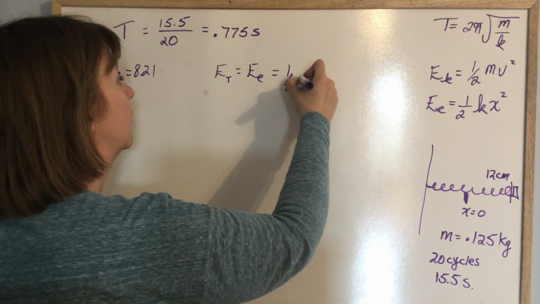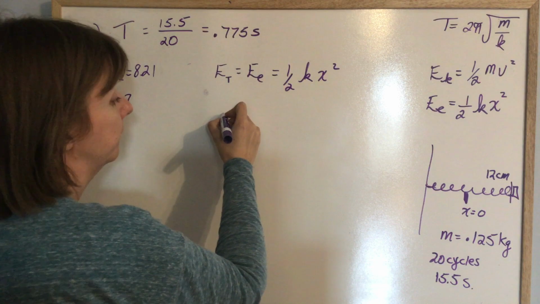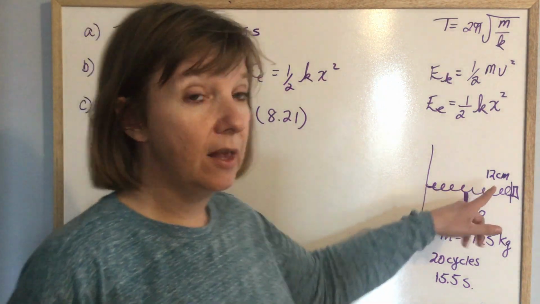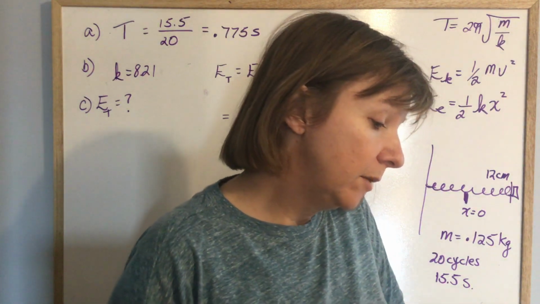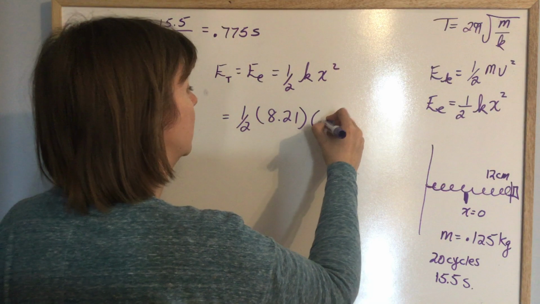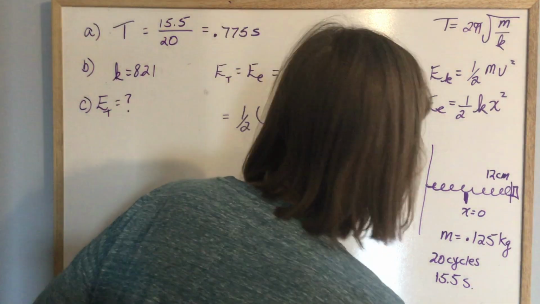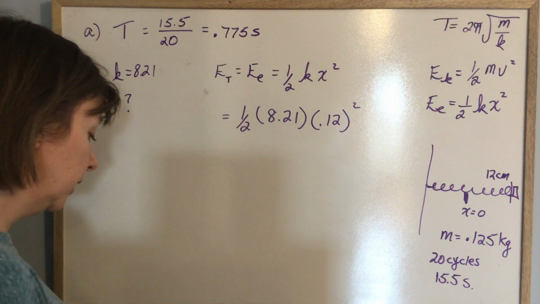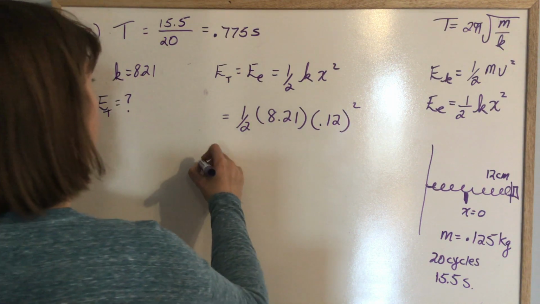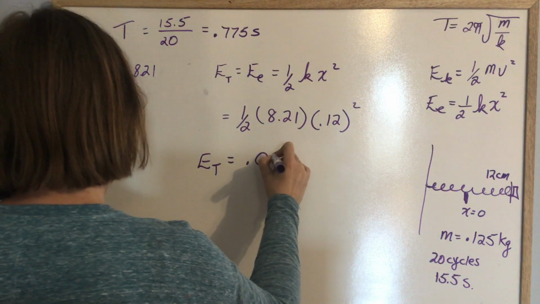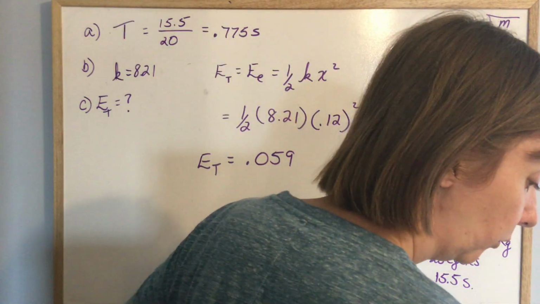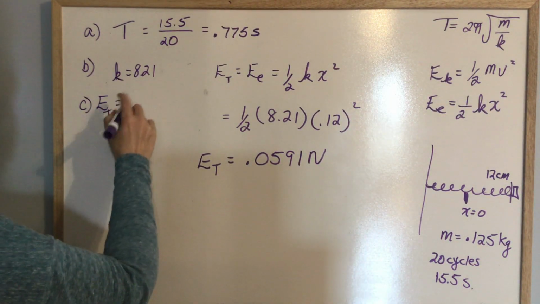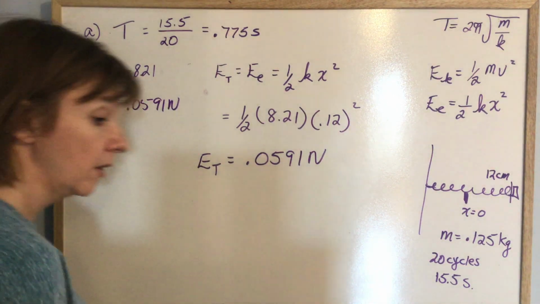And elastic potential energy is 1/2 K times x squared. Okay, 1/2, I figured out K, that's 8.21, times x squared. Well, they said I'm going to stretch it out 12 centimeters. 12 centimeters would be 0.12 meters squared. So if I work that out, 0.12 squared times 8.21 times 0.5, I get that my total energy is 0.0591 newtons. Okay, so my total energy is 0.0591 newtons.